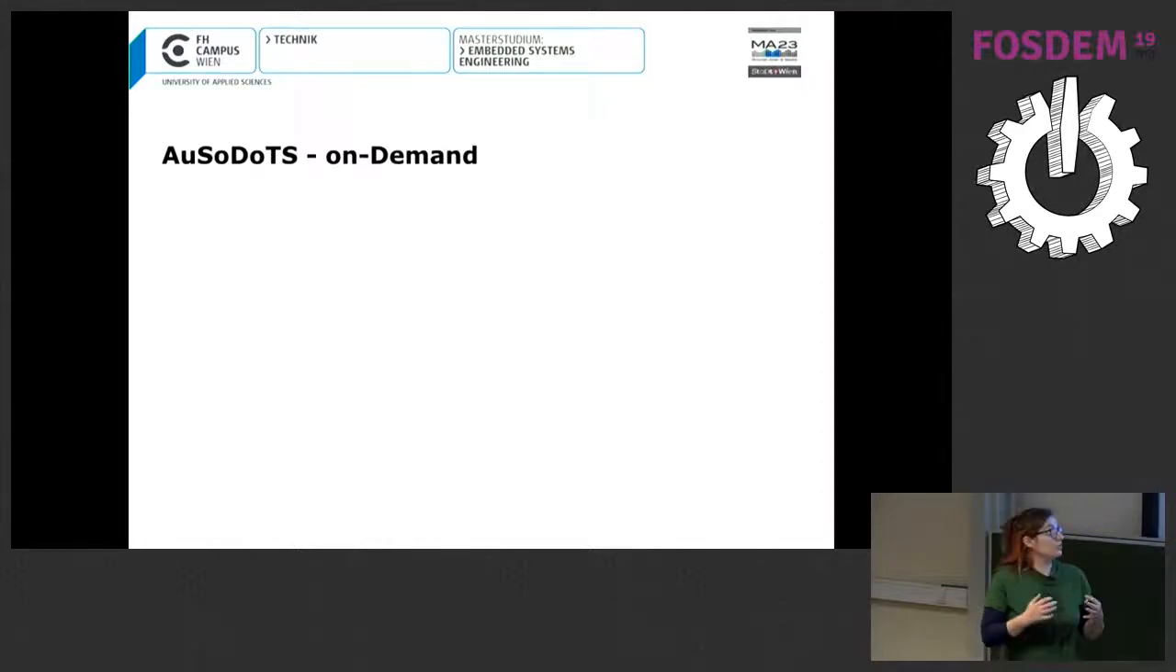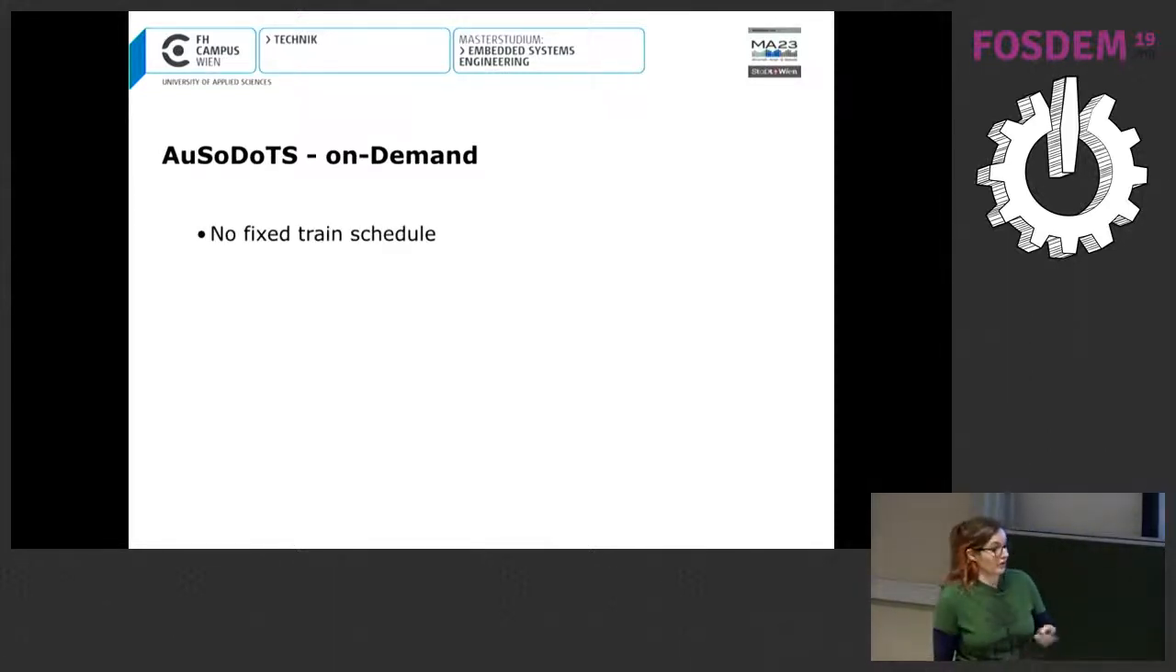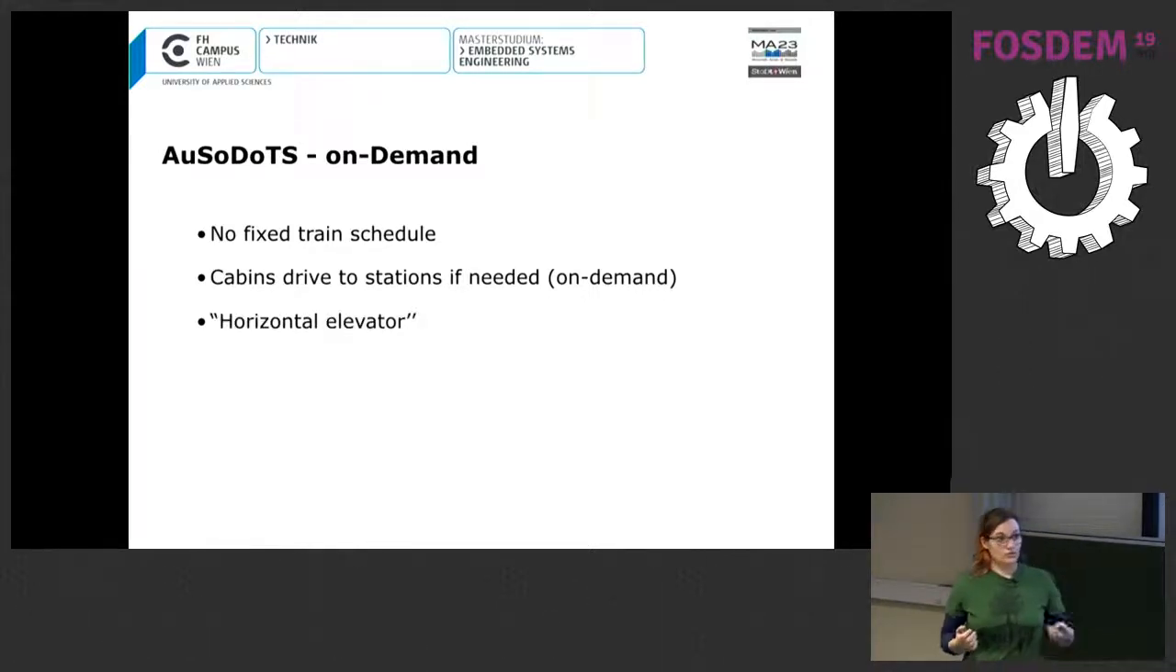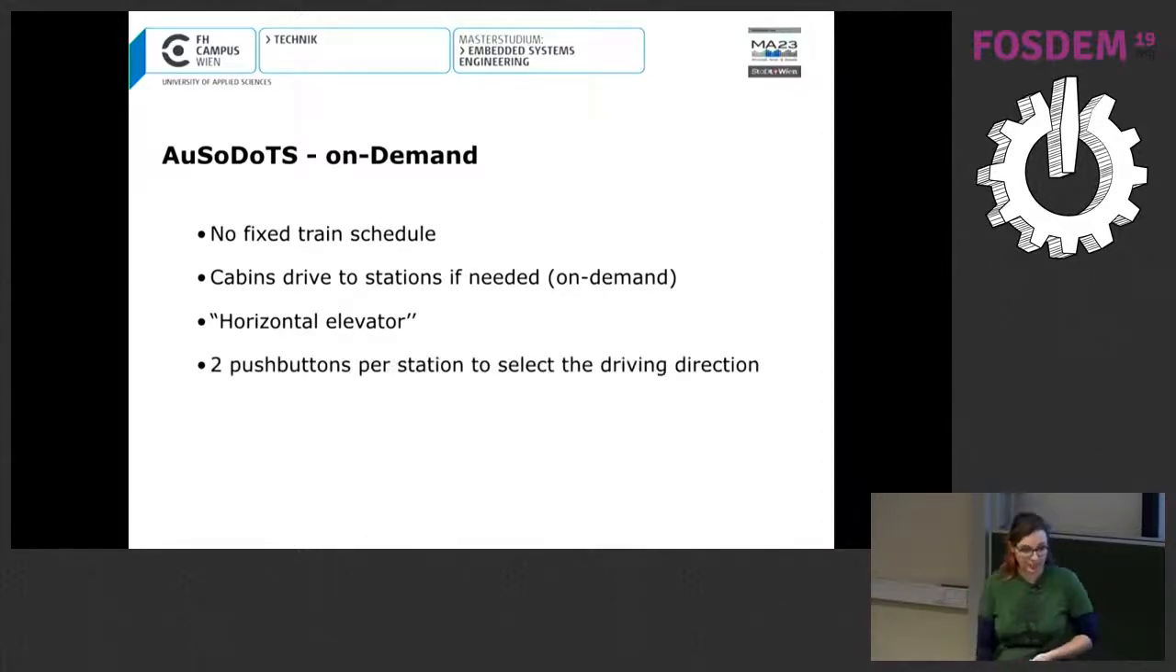What does on-demand mean and what is so special about on-demand? Normally, trains have a fixed schedule. This is not part of our system. In our system, a cabin drives to a station only if somebody needs a cabin right now. It's like a horizontal elevator, so you press a button, a cabin is coming.